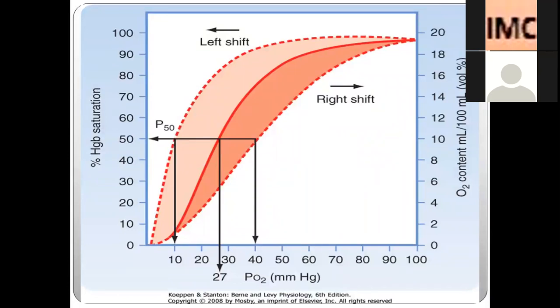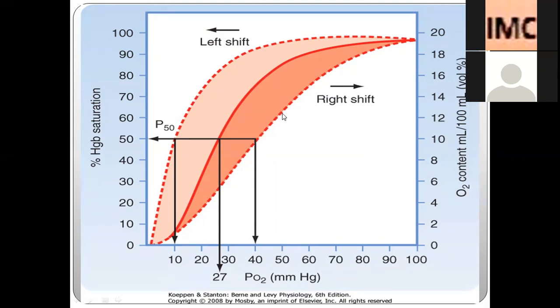So this is the particular curve which is showing the middle one is the normal curve, one curve is a right shift and the second is a left shift. Now you can see that the shift of the curve normally occurs only in the steep part, not occurring in the plateau part. So that is the first thing you have to remember.